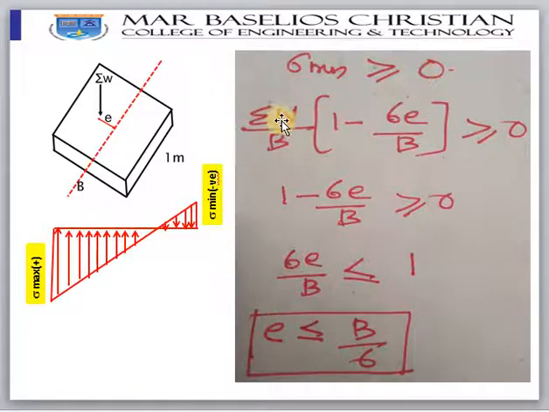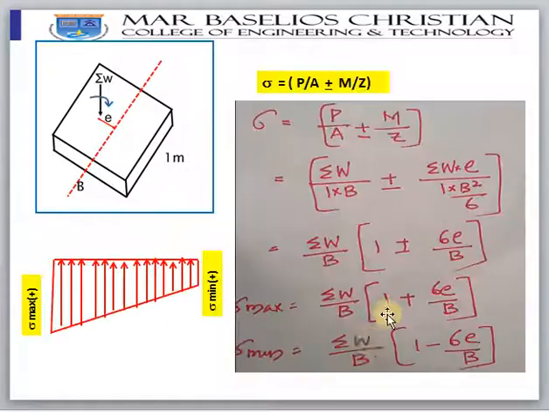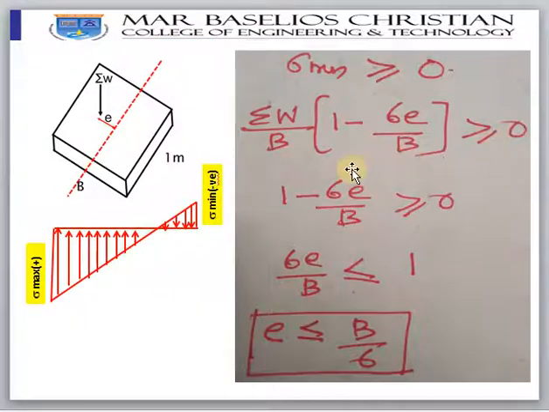That is sigma W by B into 1 minus 6E by B, because sigma minimum is this value. This is the previous figure. Sigma minimum is this one. It should be greater than or equal to 0. Otherwise 1 minus 6E by B should be greater than or equal to 0. So simplifying, you will get E should be less than or equal to B by 6. If E is less than or equal to B by 6, then you will never have a situation like this. Negative moment will not be having.